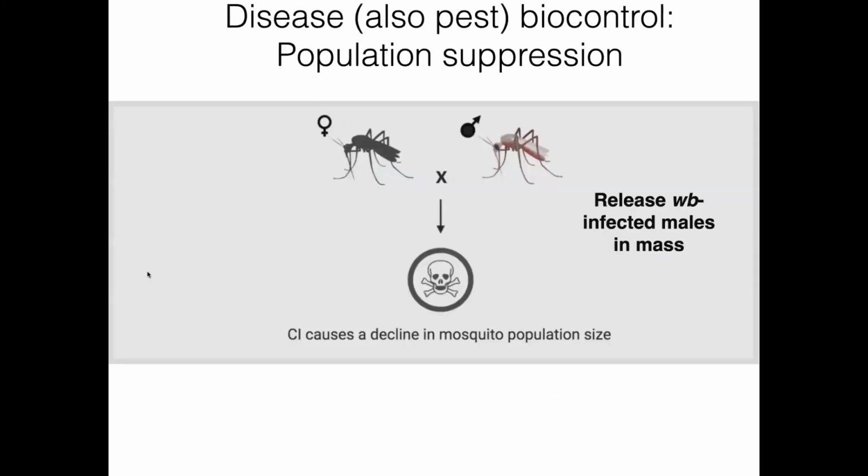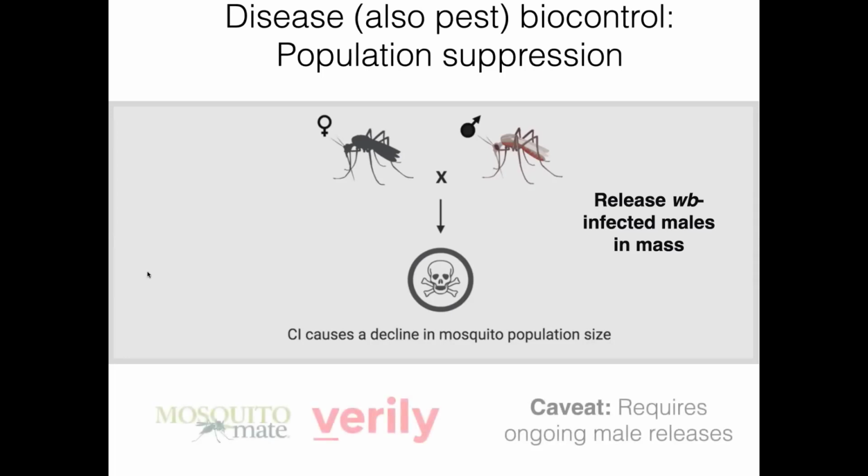CI is obviously important for controlling pest populations and vectors that can cause human disease. This comes in a couple flavors, as you've seen in the prior talks. I'll briefly cover them here. One is a population suppression approach. So you can take a CI causing Wolbachia and you can get it into a species like Aedes aegypti. You can then release males that carry that in mass. Those males mate with the naturally uninfected females. Their eggs don't hatch, and you get reductions in the population size.